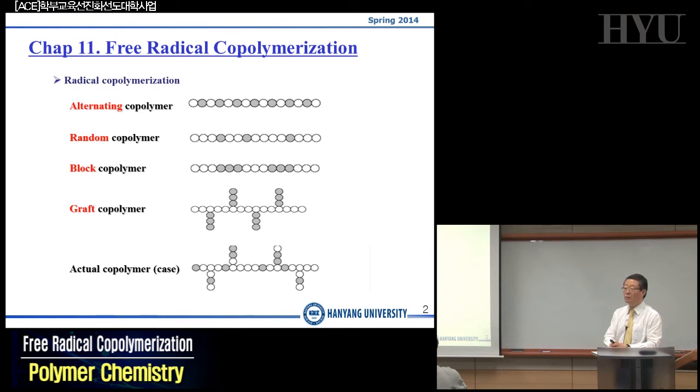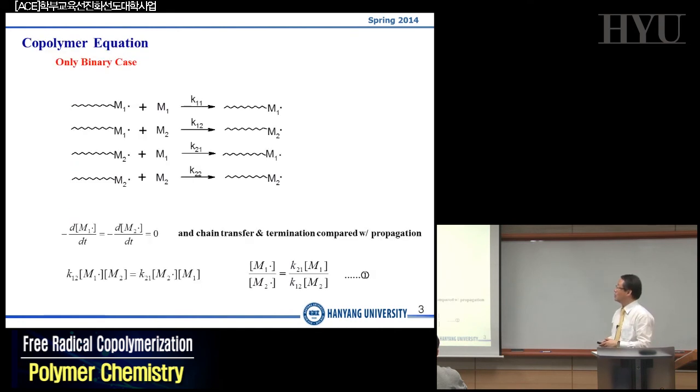Monomer reactivity ratio will be defined in the next slide, because we have to know how we can make this polymer. So in this case, we have a binary system, because we are talking about the two monomeric units.